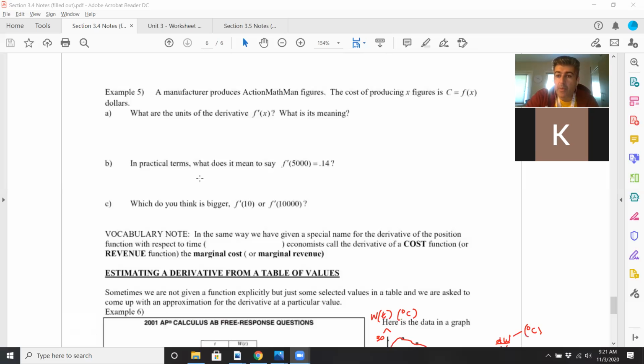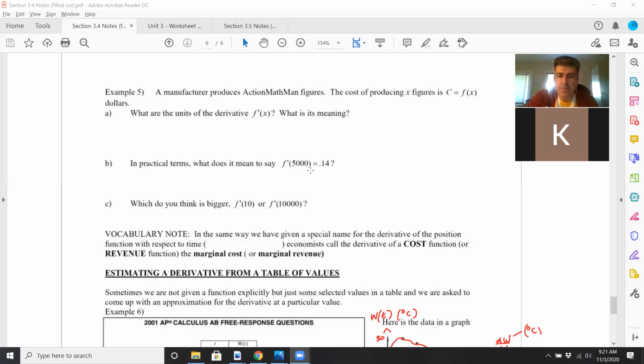But of course, when you make more items, you should make more money. So you're curious, what is my potential profit if I'm making 5,000 items compared to 10,000 items or 10 items? And so the derivative gives you that instantaneous rate of change, because if C is cost, then the derivative will be the cost per item, because you're taking a derivative with respect to x, and x is representing the number of items you're making. So f prime of x, the units are going to be the cost per item.